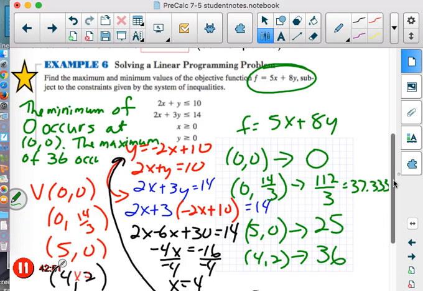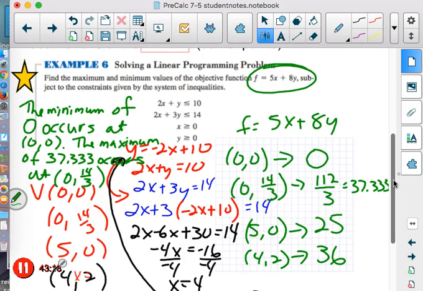Occurs at 0, 14/3. If you wanted to give that one as a decimal too, like I said, the book's kind of all over the place. Sometimes they do the fractions, and then sometimes they do the decimals.